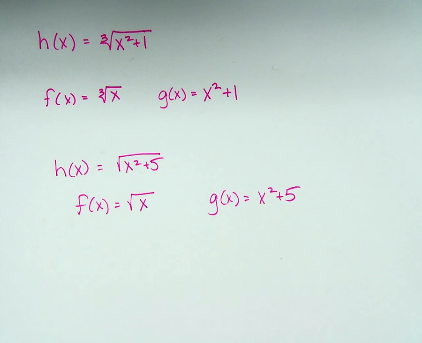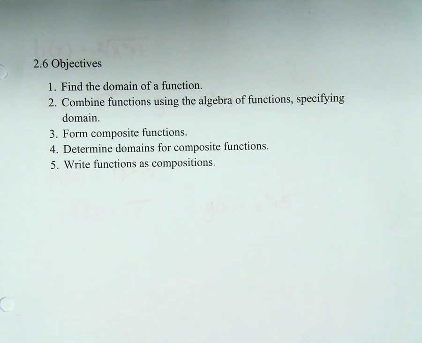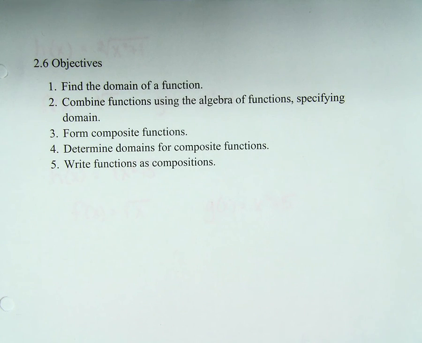Okay, so let's look back at our objectives just to make sure. We found the domain of a function. We combined functions using adding, subtracting, multiplying, dividing. We've also formed composition of functions that way. We determined domains for composite functions, and then we were able to write functions as compositions. You good? Okay. That's 2.6.